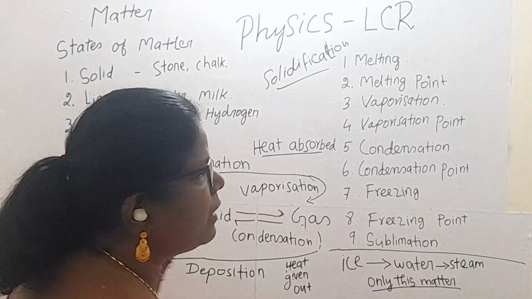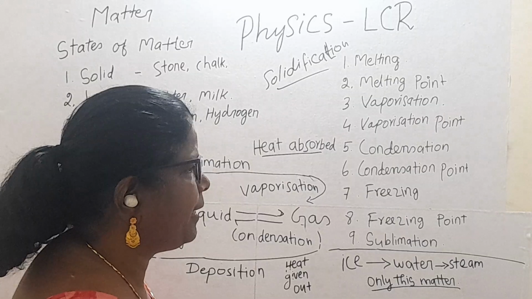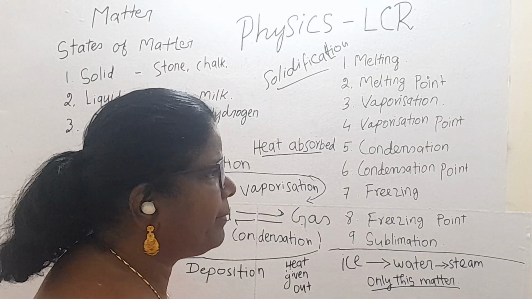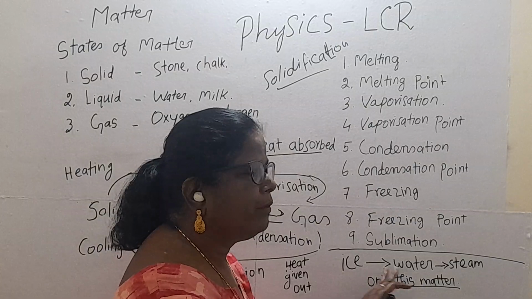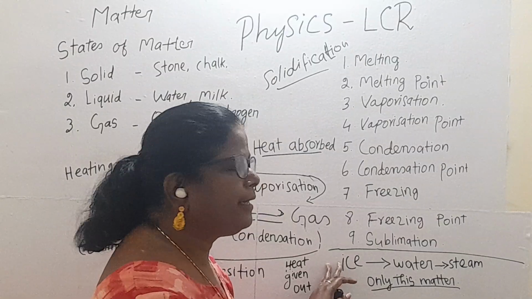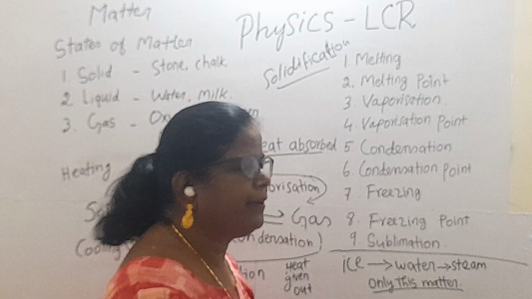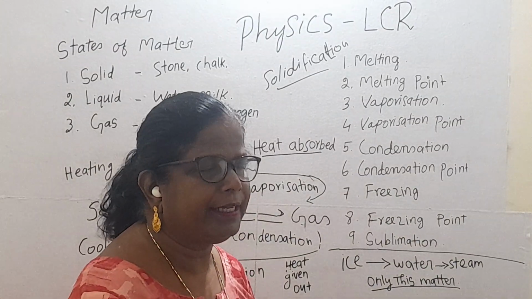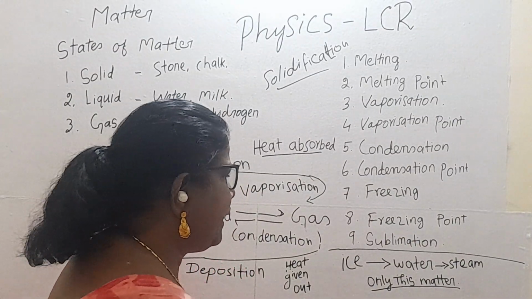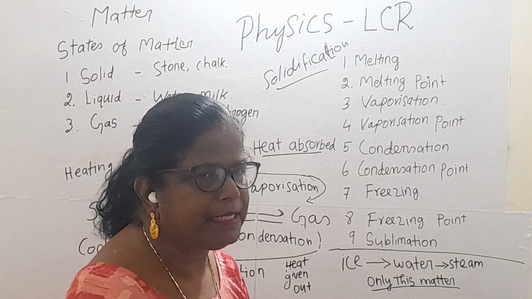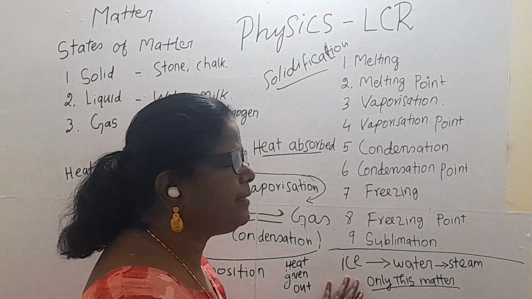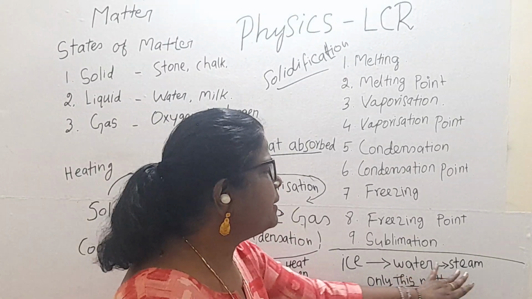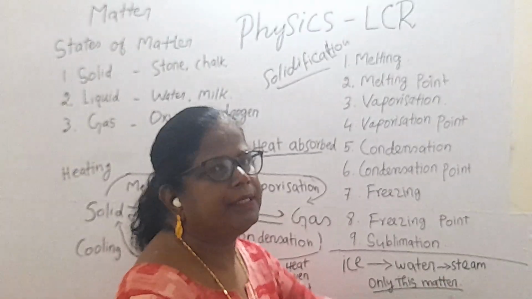Here all matter is available in 3 states, but at ordinary room temperature we can say only ice, water, steam. Which is the matter? Ice, water, steam. At ordinary room temperature we get these. Ice is a solid state. Water is a liquid state. Steam is a gaseous state.